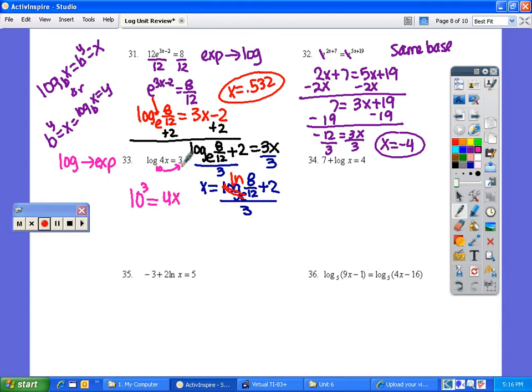So always just switch these two around. So that's why I always do this arrow to show you that 10 is going to have that power. 10 to the third is 1,000. Divide that by 4. X equals 250.